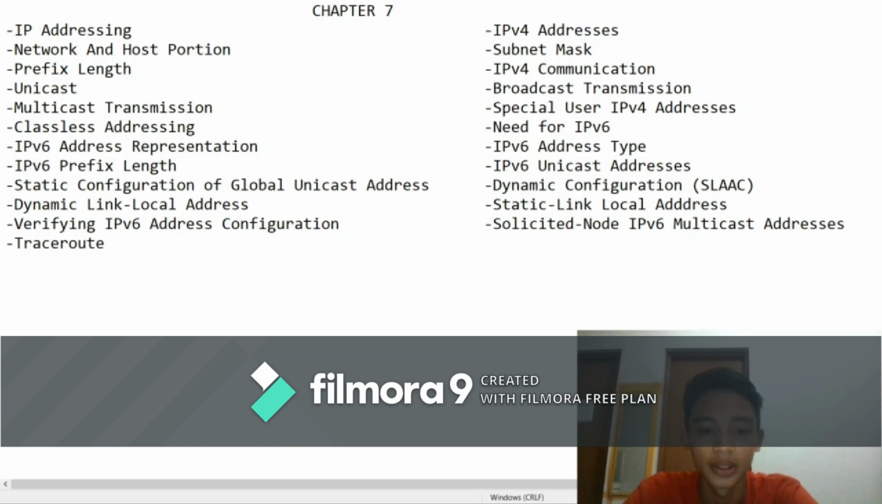IPv4 communication. A host successfully connected to a network can communicate with other devices in one of three ways: unicast, broadcast, and multicast. Unicast is the process of sending a packet from one host to an individual host. Broadcast is the process of sending a packet from one host to all hosts in the network, while multicast, on the other hand, is the process of sending a packet from a host to a selected group of hosts, possibly in different networks.